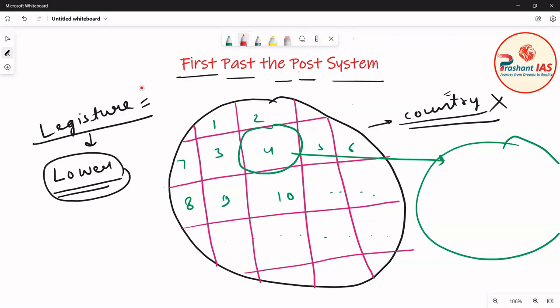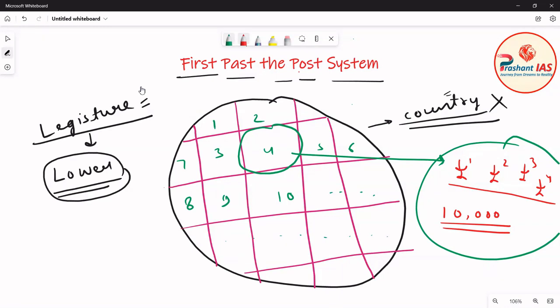Some candidates will stand for election. Let's say this is candidate 1, this is candidate 2, this is candidate 3 and this is candidate 4. So these are 4 contestants in the election. And let's say that the eligible voters in this constituency are 10,000. So there are only 10,000 eligible voters in this constituency.